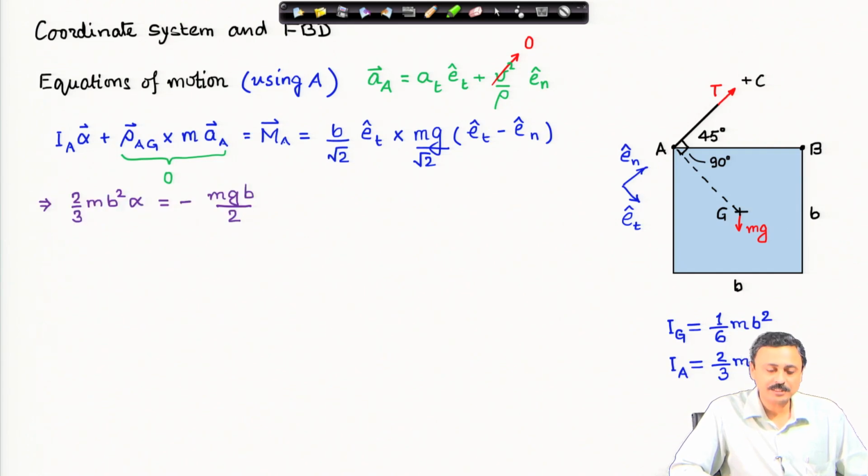Then it is straightforward algebra. I calculate alpha, the angular acceleration of the plate at t equal to 0 plus, just after the break occurs.